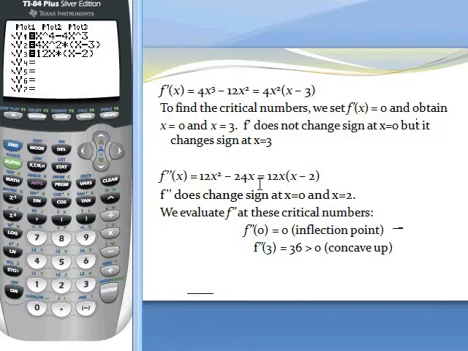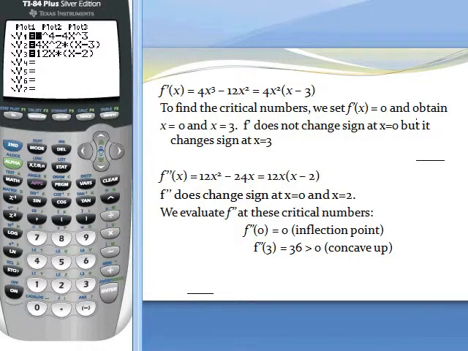F double prime, you do the same thing. Now you have two things that are going to affect the f double prime. It is 0 and 2. And you know that there is an inflection point at both places, because that's when the f double prime is going to be 0. So you can do all these analyses yourself, and you can look at what's going on where you have critical points, and you can find the concavities and all that stuff.